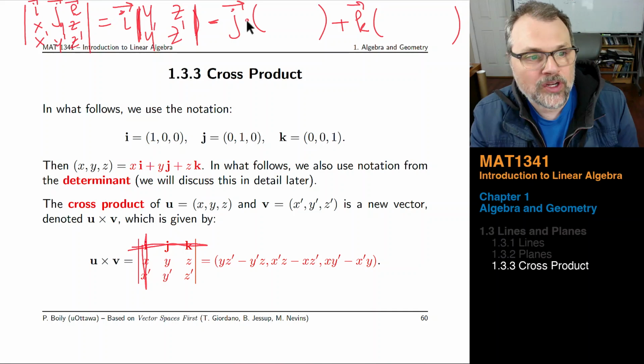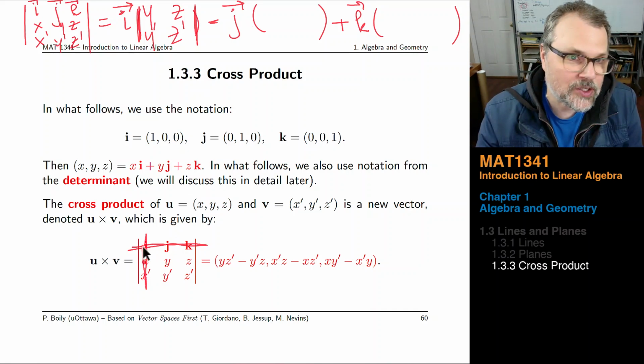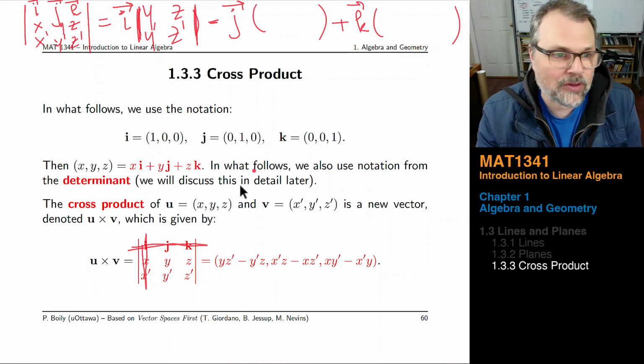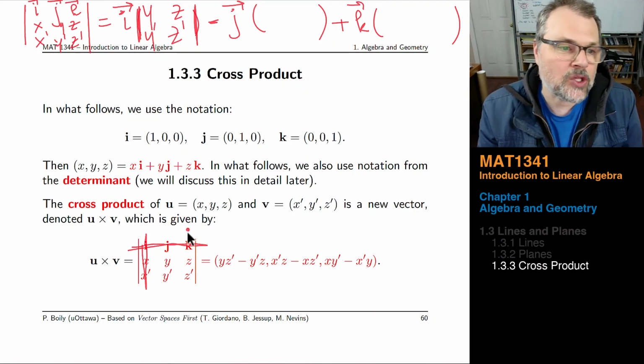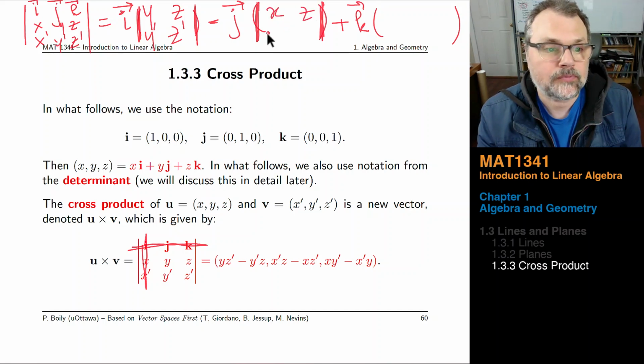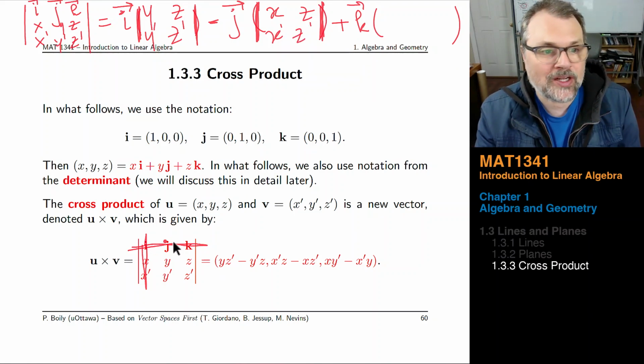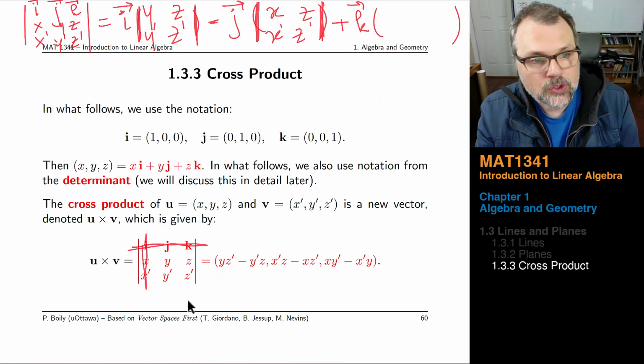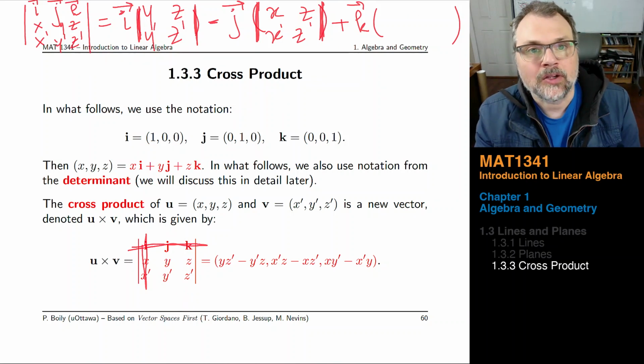If you do the same thing with j, and unfortunately I actually scratched this one out and I don't want to delete it because it's going to delete everything, you're scratching out the row that contains the j and the column that contains the j. And so you're left with x, x prime, z, z prime. So let's put these in straight lines as well: x, z, x prime, z prime. And for the last one, the k, you scratch out the row that contains the k, and you scratch out the column that contains the k, and you're left with these things.